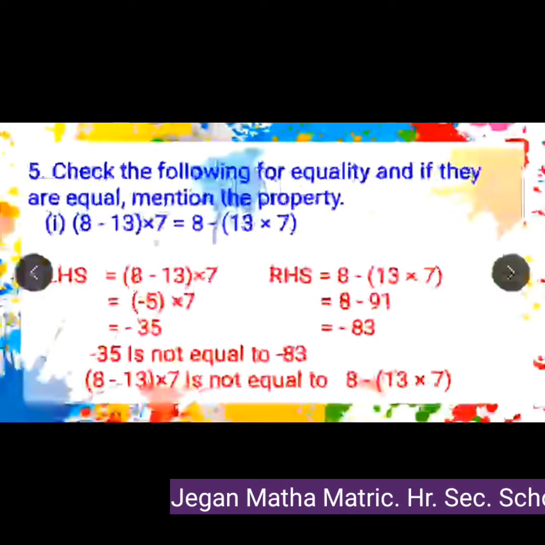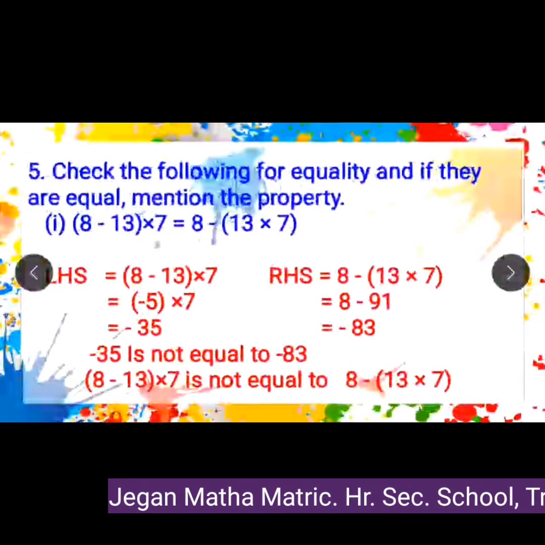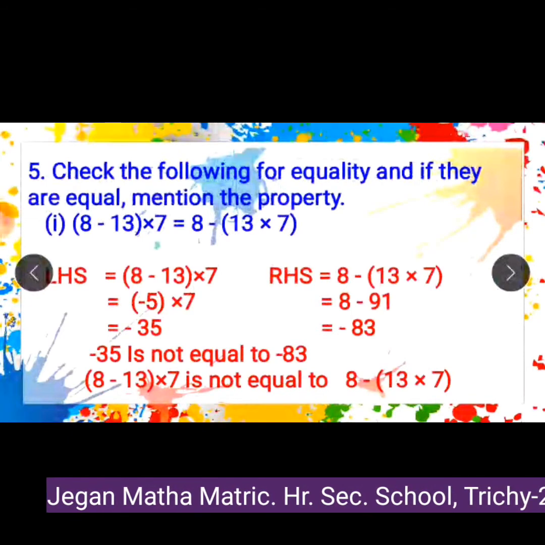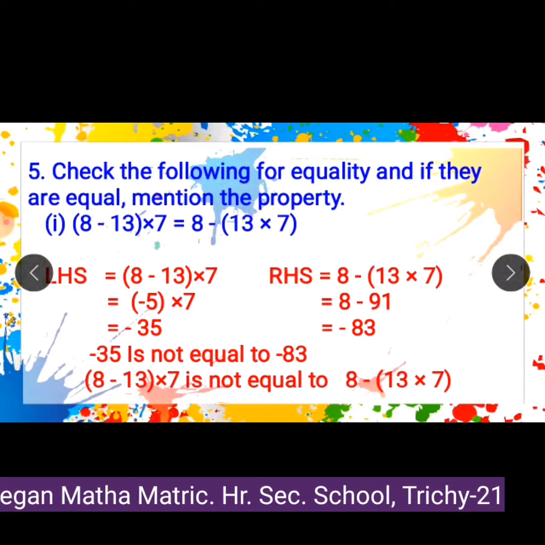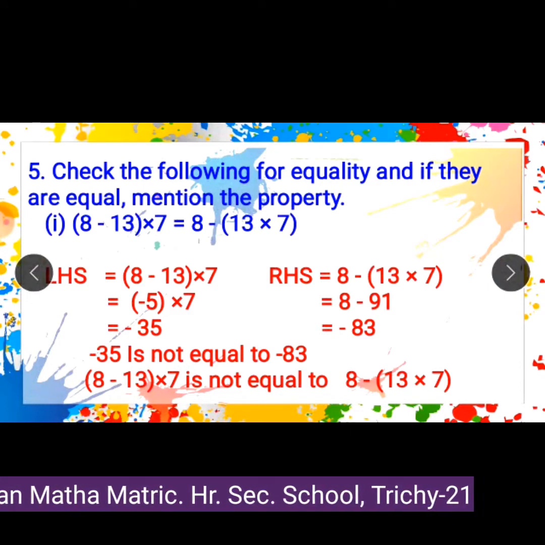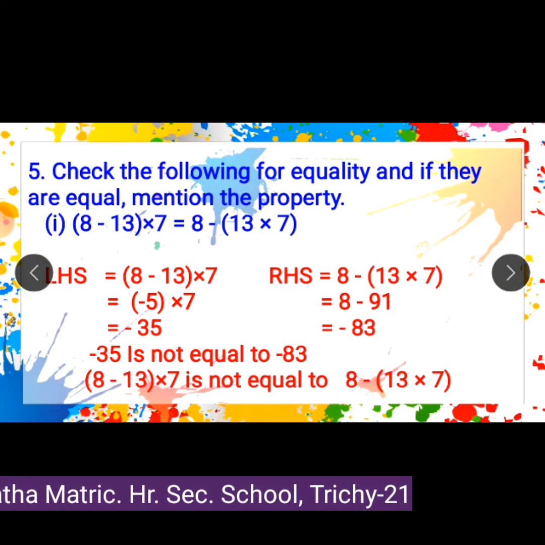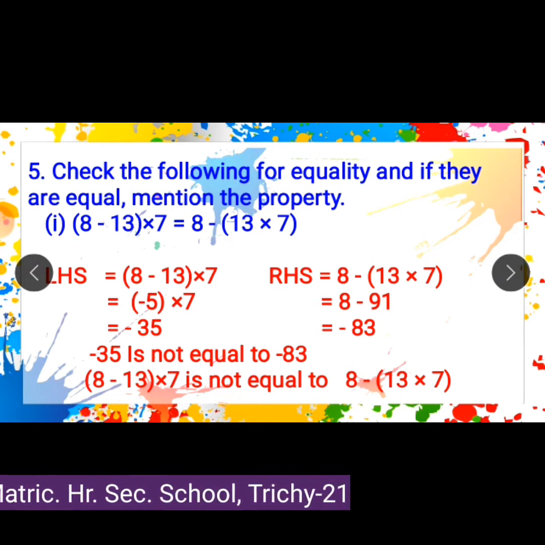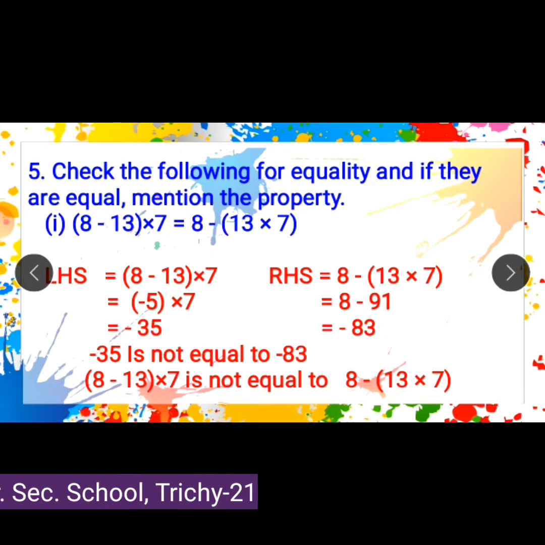Fifth sum. Check the following for equality, and if they are equal, mention the property. 8 minus 13 into 7 is equal to 8 minus of 13 into 7. Left hand side equal to 8 minus 13 into 7. Here we do the subtraction first and then multiplication. The difference between 8 and minus 13 is minus 5. Minus 5 is multiplied with 7, we get minus 35.